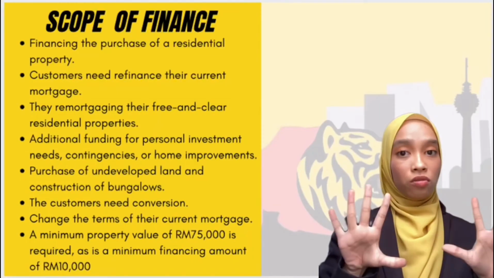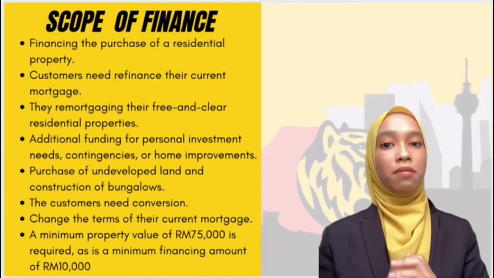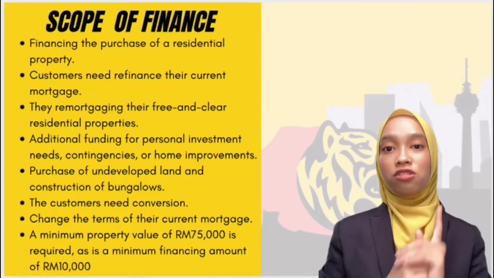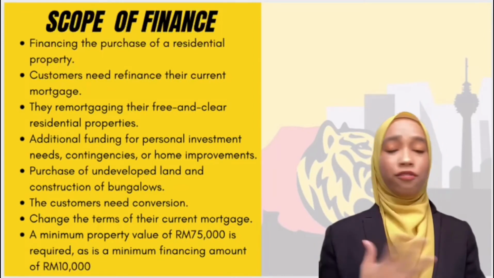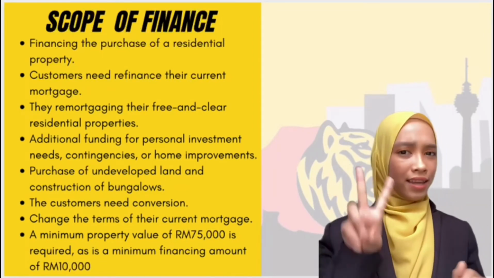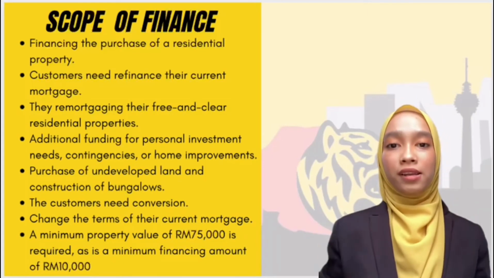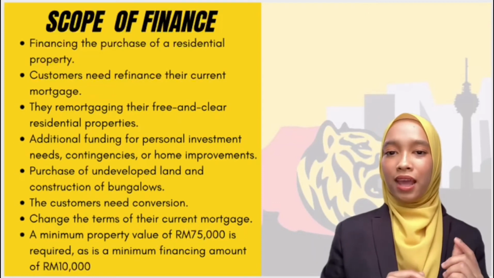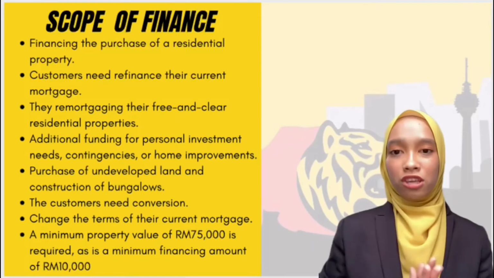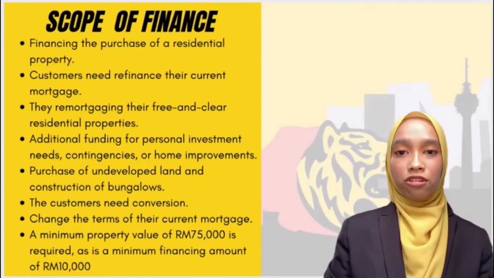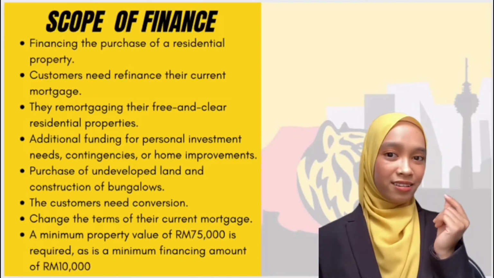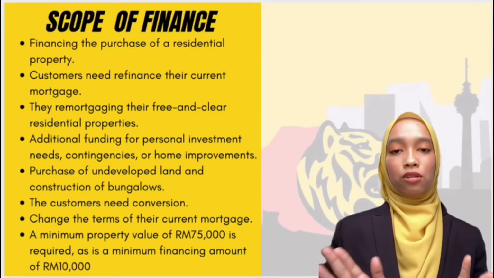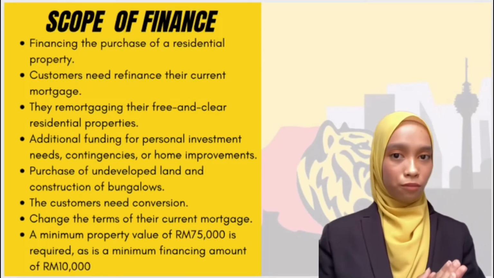There are 8 scopes of finance in home financing at Maybank Islamic. The first one is financing the purchase of a residential property, whether the units are finished or under construction. Secondly, the customers need to refinance their current mortgage with another financial institution and save money. Thirdly, they are remortgaging their free and clear residential properties for extra cash. Fourthly, additional funding for personal investment needs, contingencies, or home improvements.